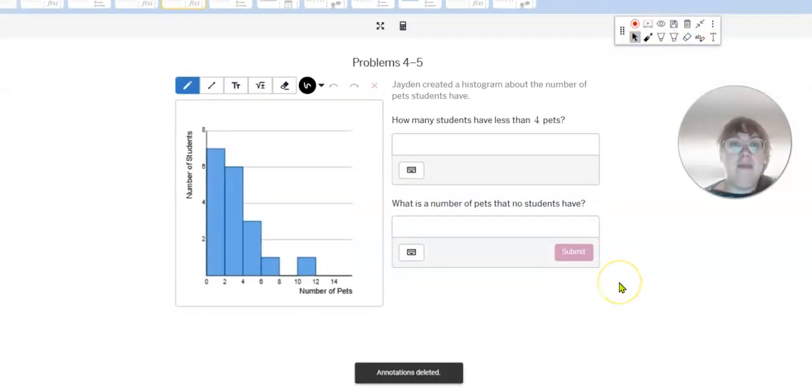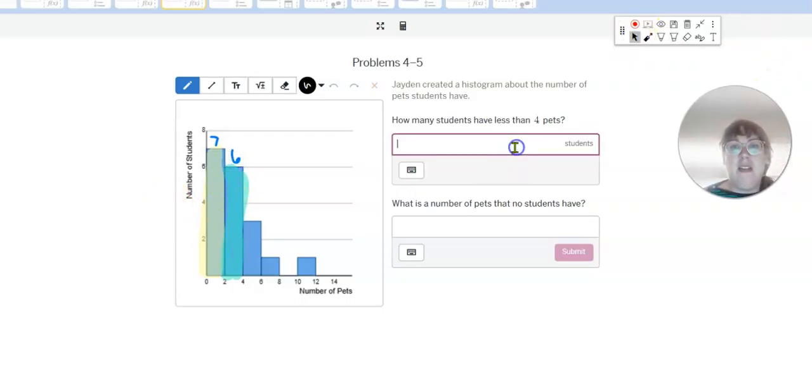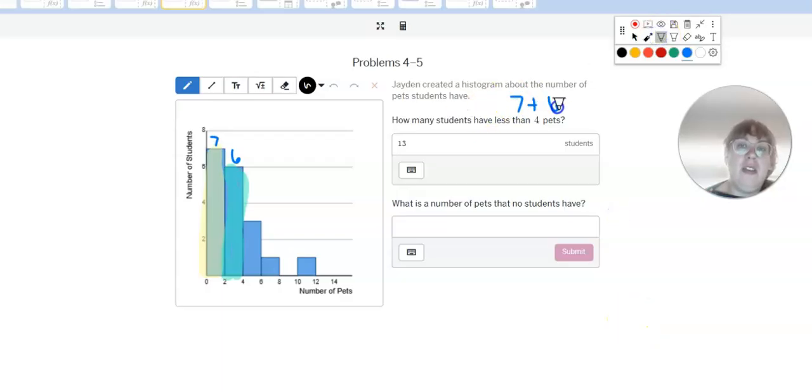The next slide. How many students have less than 4 pets? So we're looking at this bin is definitely less than 4. And it looks like there are 7 students in that bin. And then we have another bin here that's less than 4. And there is 6 students. So 7 plus 6 gets us 13 students in total that are in bins of smaller than 4.